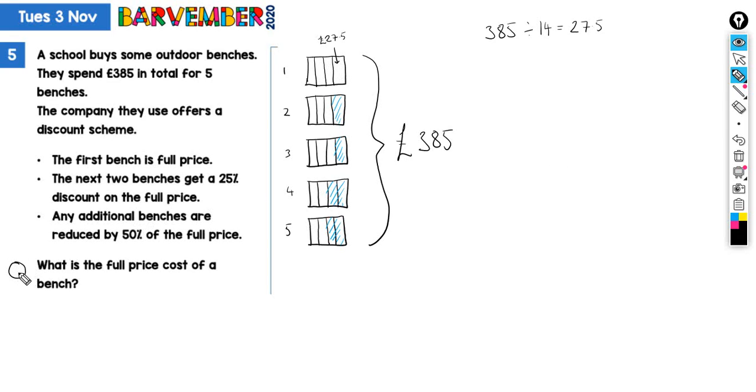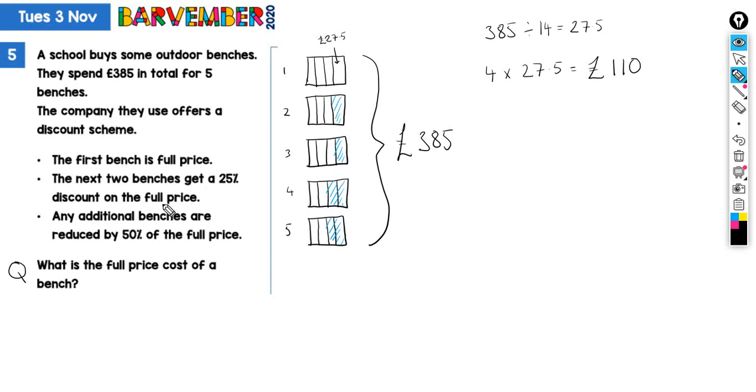Let's have a look. What was our question? Our question was, what is the full price cost of a bench? Well, that would be 4 times 27.5, which gives us 110. We could have been asked what would have been the full price of the whole thing, and that would have been 20 times 27.5, which was 550.